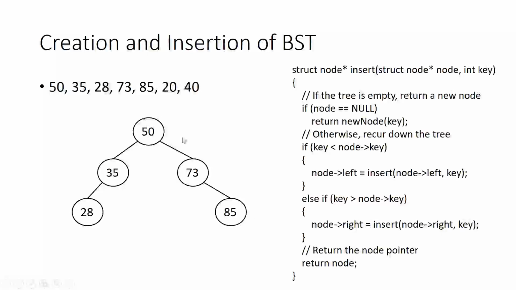Next one is 20. 20 is less than 50. Compare with 35. 20 is less than 35 and then 20 is less than 28. So 20 will become the left child of 28. Then 40. 40 is less than 50, so it will be compared with 35, and because 40 is greater than 35, it will be inserted as the right child of 35, like this. Okay, so this is how we create and insert values into the binary search tree.